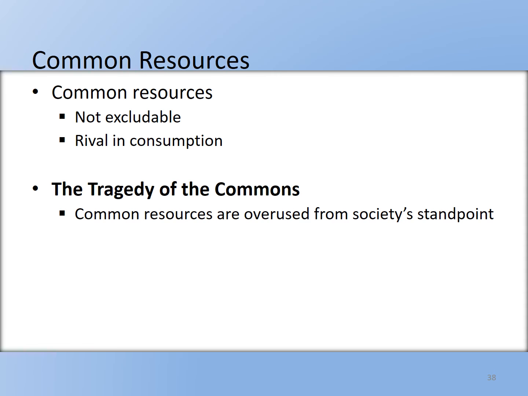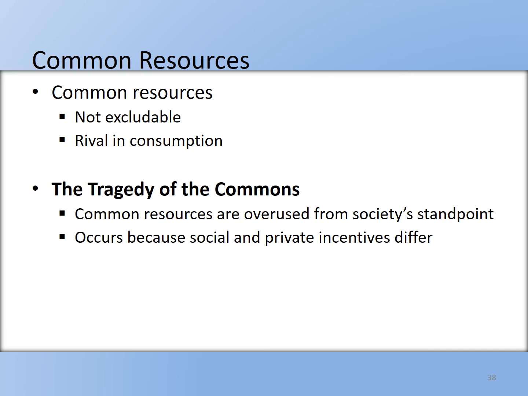So that leads to what we call the tragedy of the commons. Common resources are overused from the society standpoint. And it's because social and private incentives differ, right? From the society's point of view, you don't want to catch all the fish at once. You want to leave some of the fish so that they can replenish. From the private incentive, why would I want to do that?